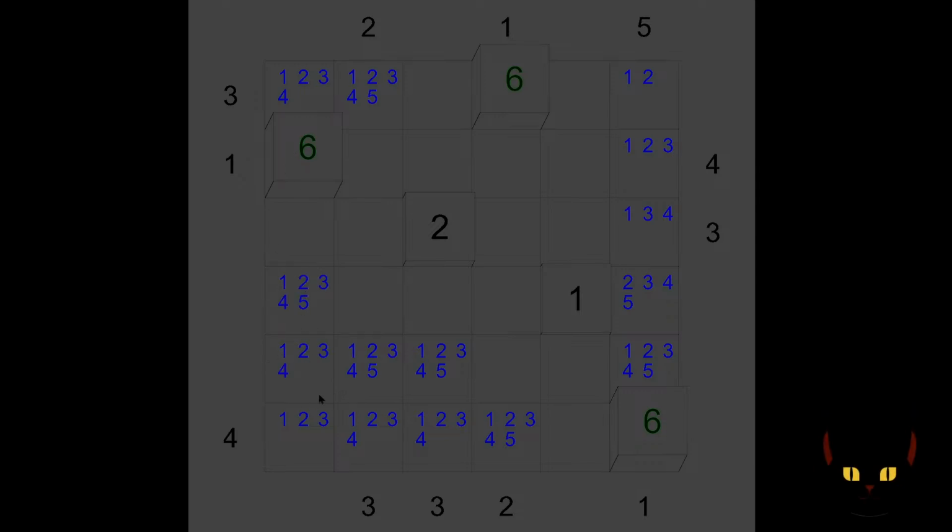Also extends out, so it goes 1 to 3, 1 to 3, 4, 1 to 3, 4, 5. Same reasoning. If we put the 6 here. Oops. Not there. If you put the 6 here, you could only see 2 at best, but you need to be able to see 3.